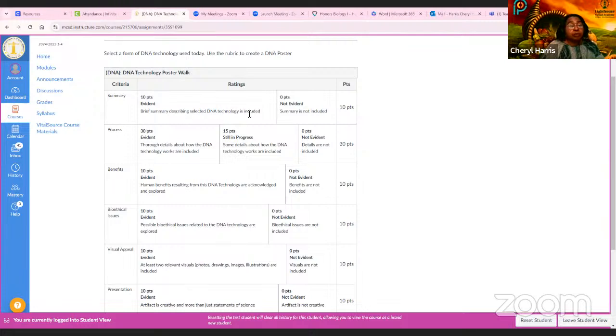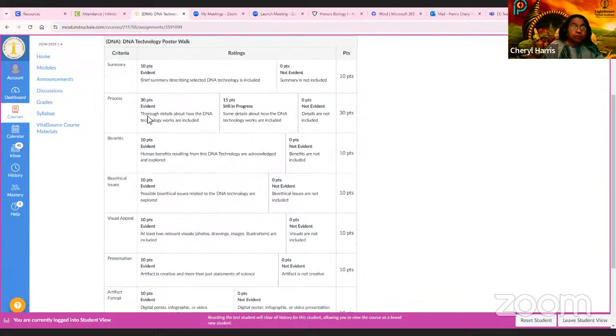All right, so you're going to do a brief summary of whatever technology you selected. Okay, then you're going to provide details about the DNA technology work that has been done. You want to discuss, and notice that one's worth 30 points. So you want to give a lot of detail as to what's being done with that technology. All right, what are the human benefits of this technology? Are they just doing this for science research, or what is it good for? What is it going to be good for?